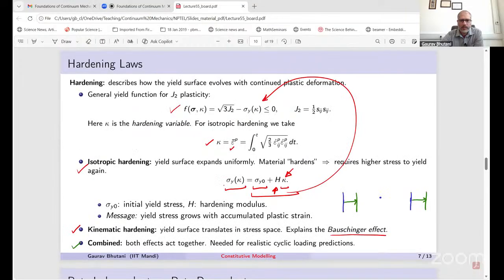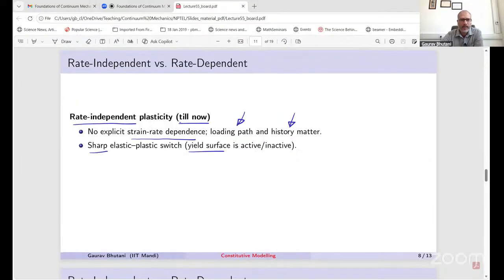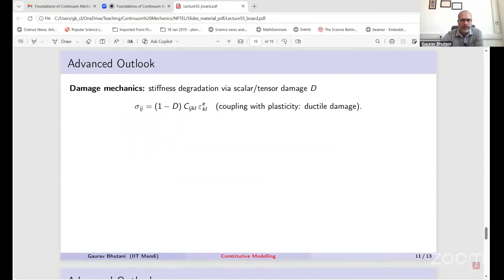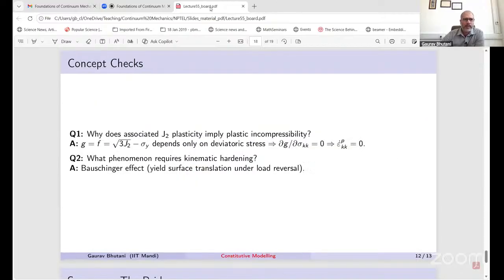We also briefly talked about the Bauschinger effect, where the yield surface seems to translate, but basically what that means is that it may harden in one direction and soften in the other direction. So it seems that the surface, if you plot it or draw it mathematically, has translated in the stress space. Right, so this is what we had discussed in elasticity.